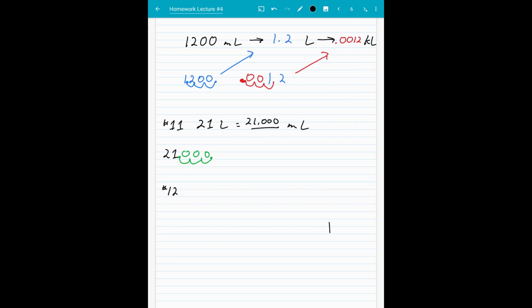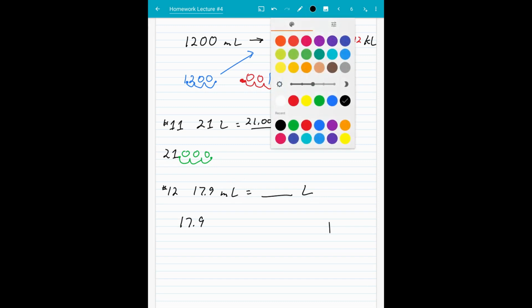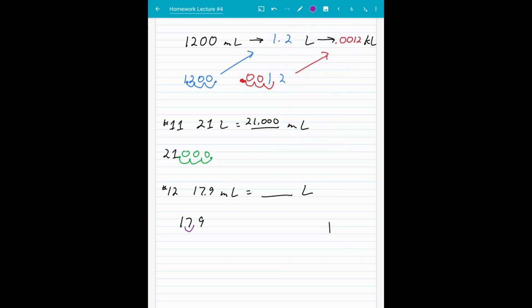Number 12, for mine it says 17.9 milliliters, and we're converting it into liters. So a smaller unit measurement going to a larger unit measurement. So the number should look smaller because we're going to a larger unit of measurement. We have to move the decimal place over 3 times to the left and put 0s there. So your answer for that one would be 0.0179 liters. And that's all there is to it.